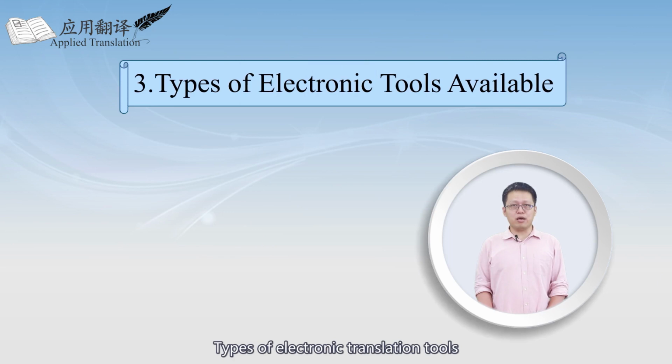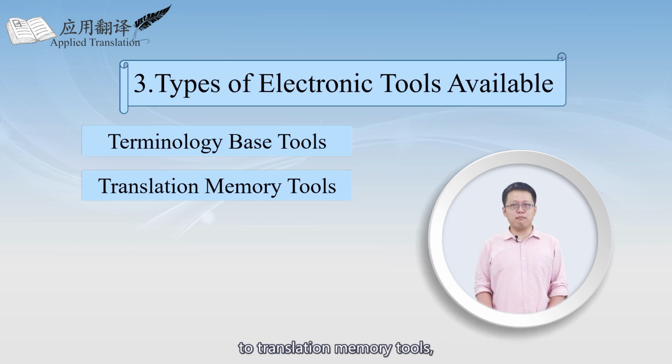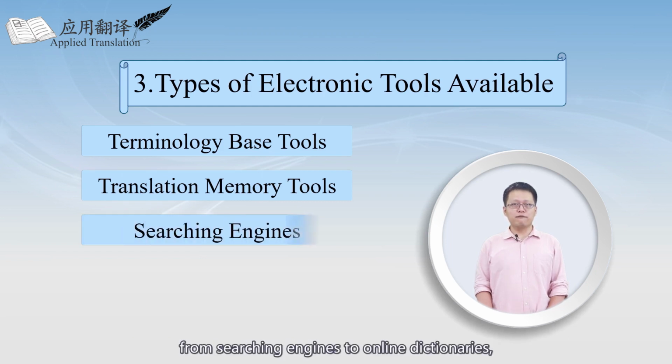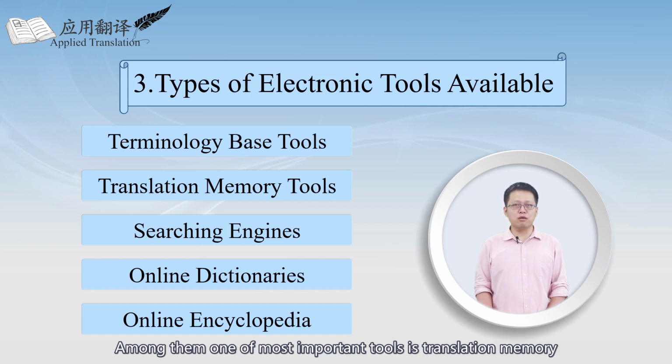Types of electronic translation tools. Types of electronic translation tools can range from terminology-based tools to translation memory tools, from search engines to online dictionaries, from online encyclopedias to software localization tools. Among them, one of the most important tools is translation memory.